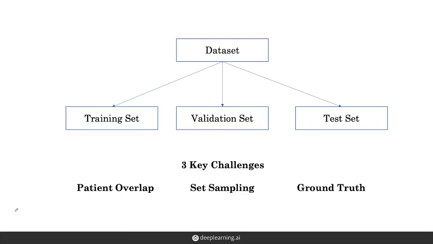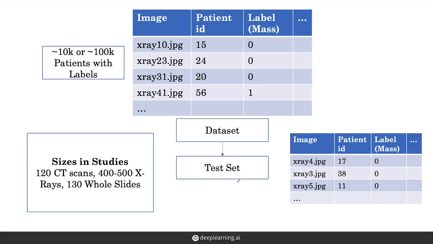Let's cover the second challenge of set sampling. Let's say we sampled a test set from the dataset. Sometimes the size of the test set is a fraction of the full dataset, like 10%. Other times, in human comparison studies, because the test set needs to be annotated by human readers, the bottleneck for the test set size is how many examples can readers be expected to read.